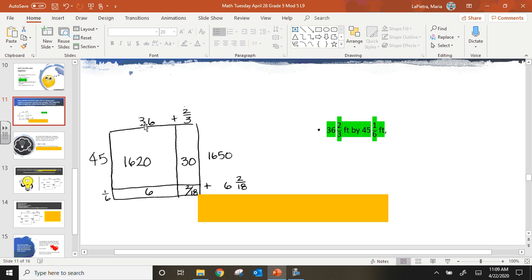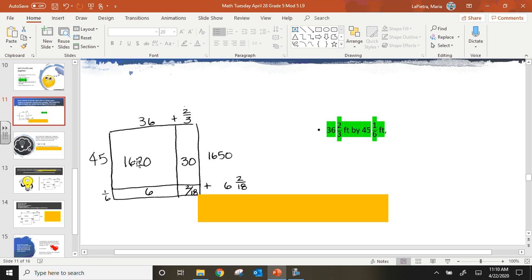So we said 36, here's my whole number, here's my fraction. 45 1/6, here's my whole number, here's my fraction. Multiplying them and getting our products. 45 times 36 is 1,620. 45 times 2/3 will be 30. You would have 45 times 2 over 3. You'd get 30, and you divided it. 1/6 times 36 is 6, and 1/6 times 2/3 is 2 over 18.